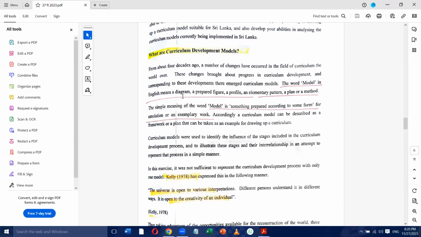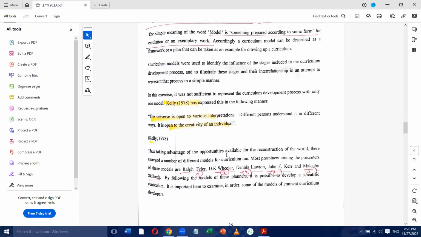So both the teacher and the student, or the curriculum developers and the teachers, should have this system developed within them, the creativity of learning something, right? You should have it.